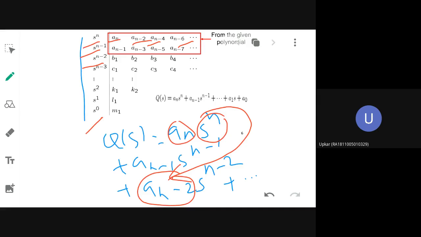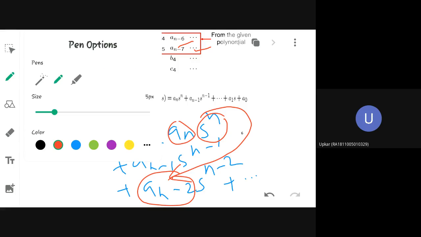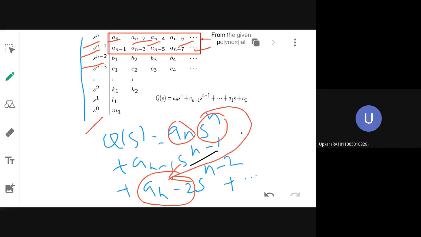The next row, the second row, you need to check the coefficient of s to the power n minus 1. What is this coefficient? This is s to the power n minus 1, the coefficient is a_(n-1). So I am writing a_(n-1) here. What will be the next term? The next alternate terms are a_(n-3), a_(n-5), a_(n-7). So the first two rows you have to form using the coefficients of the given characteristic polynomial. Understood this first step? Say yes or no.